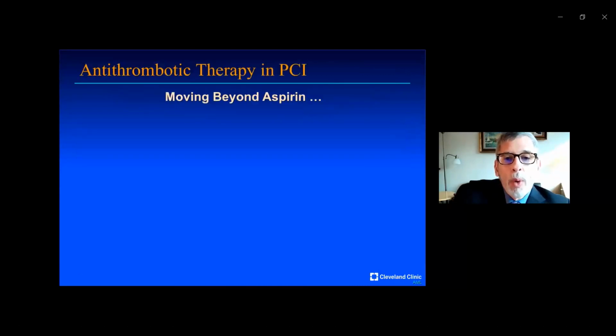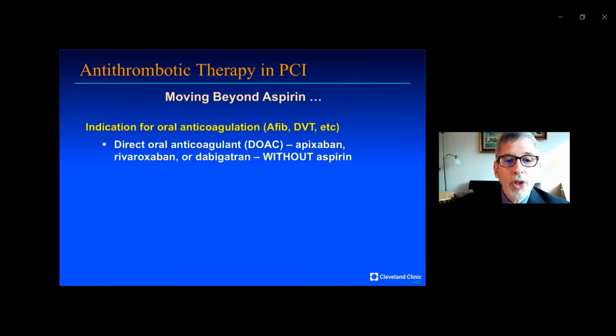So the question of when we can move beyond aspirin, certainly in the setting where there's an indication for oral anticoagulation, such as atrial fibrillation or DVT, it is very clear that the use of a direct oral anticoagulant, apixaban, rivaroxaban, or dabigatran, without aspirin is indicated from the time of the PCI onward.